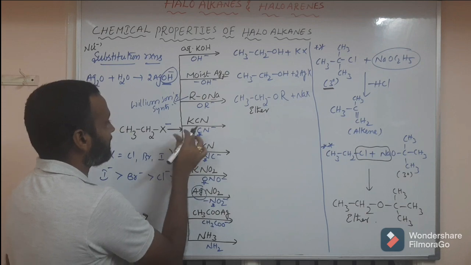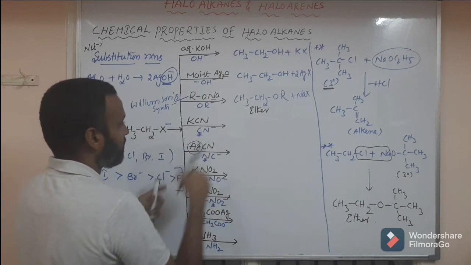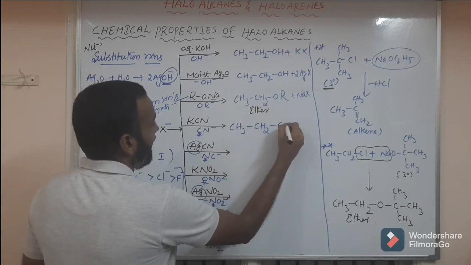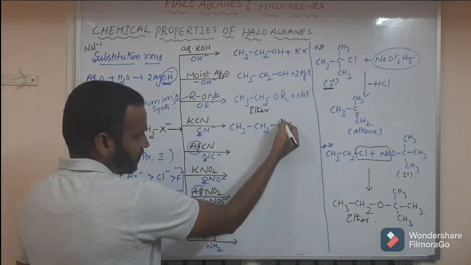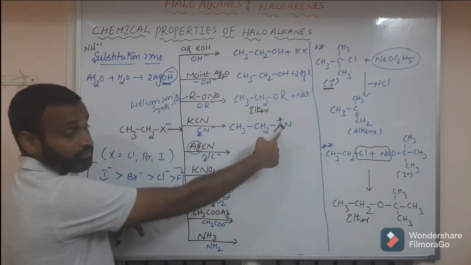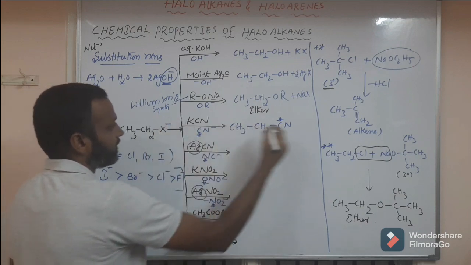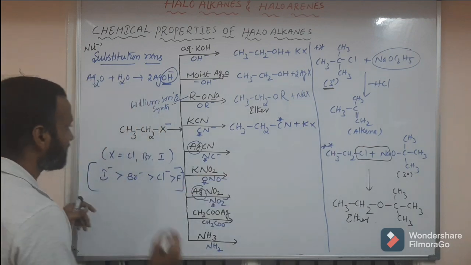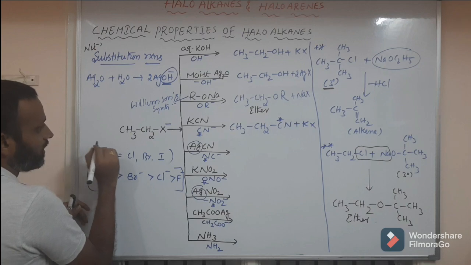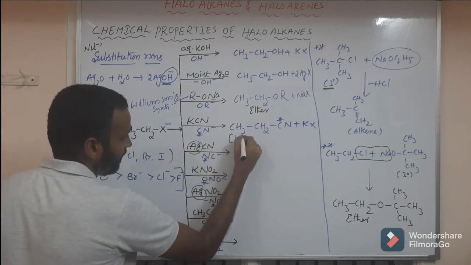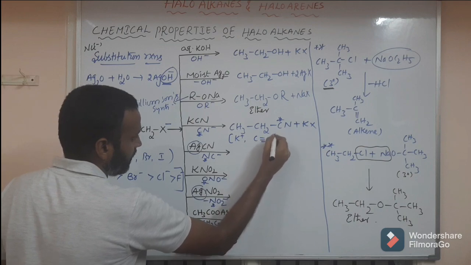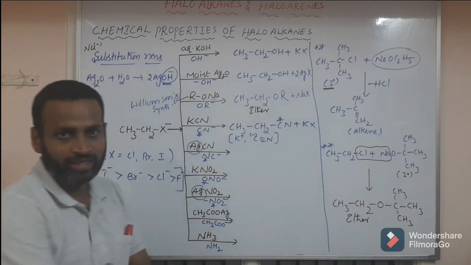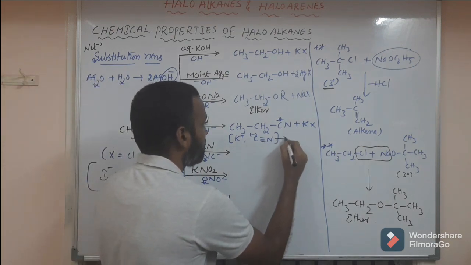Come to this, it's very simple. When you are using KCN, the carbon will form the bond. So you can expect the product CH3CH2CN, C triple bond N. Here who is forming the bond? Carbon. K plus and X minus will be removed as KX, if it is chlorine, KCl. What is the reason behind it? This is K plus and C triple bond N minus, it exists like this. Here it's purely ionic. KCN is ionic.